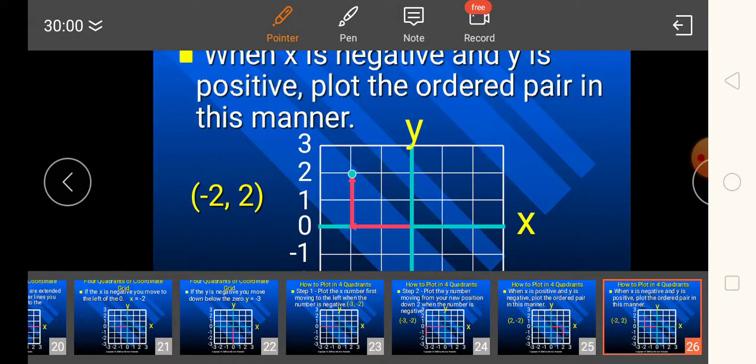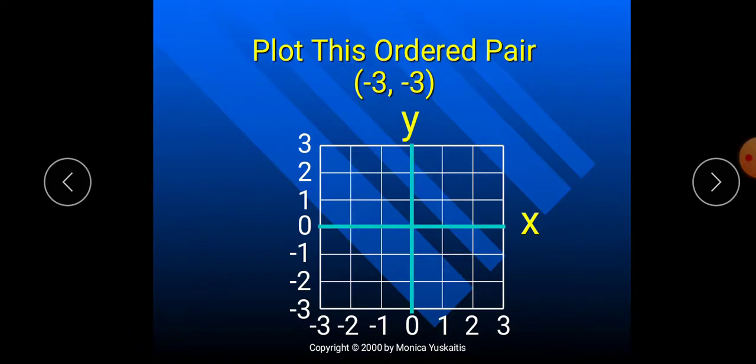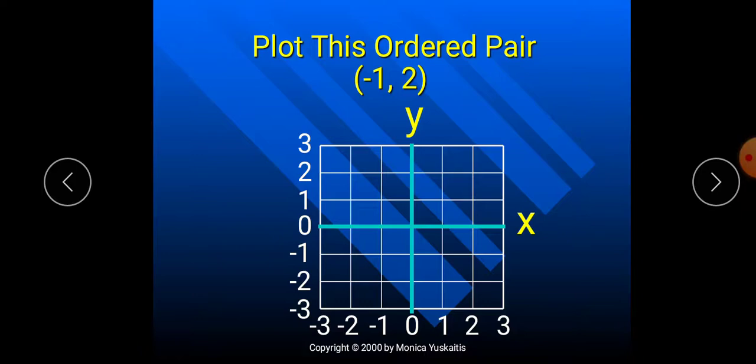Okay. Now minus 3 comma minus 3, this point. Both are negative, so we can say it is quadrant 3. Yes. Now minus 1 comma 2. Where is minus 1 comma 2? Minus plus, quadrant 2. Yes. And 1 comma minus 1, plus minus, means quadrant 4.